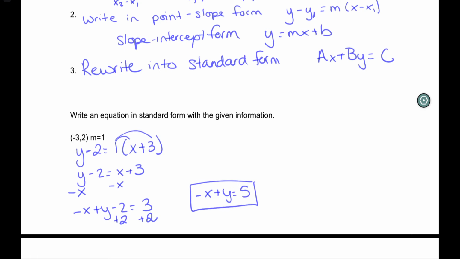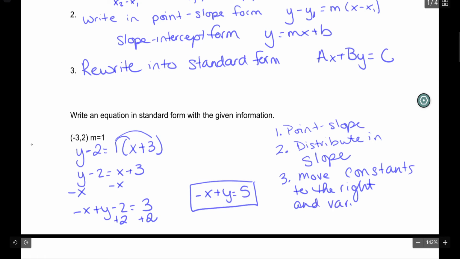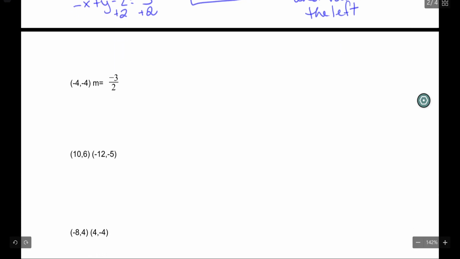So if you need a little bit more in steps, after point slope, distribute, and slope, and then move constants to the right, and variables on the left. Okay, go ahead and try the next one on your own.